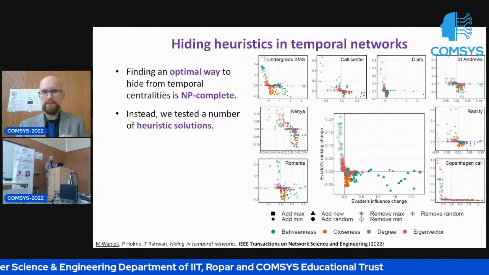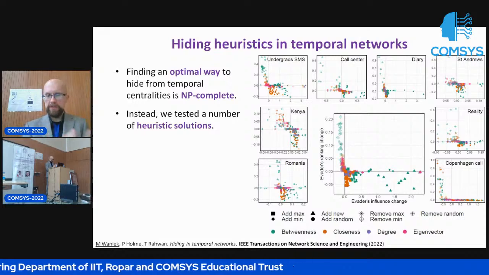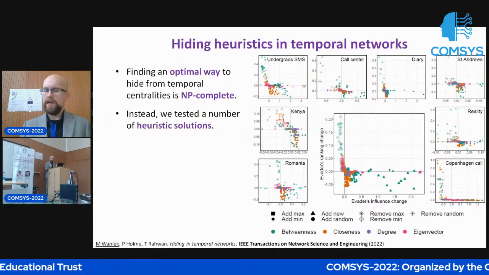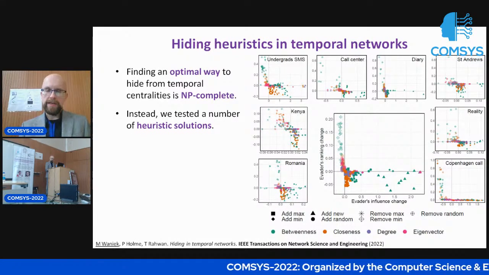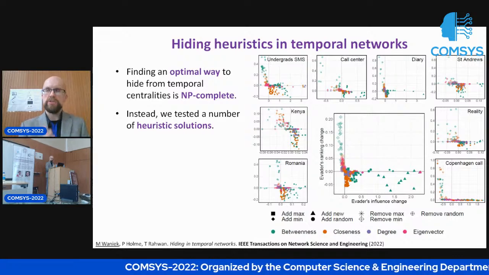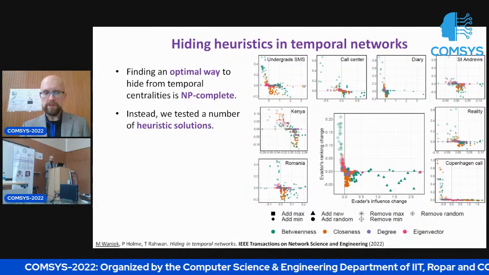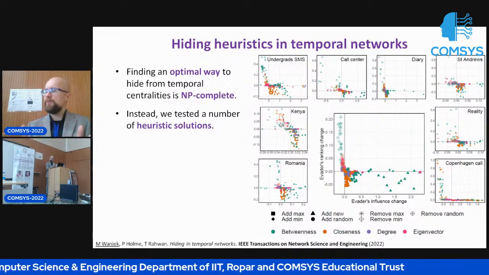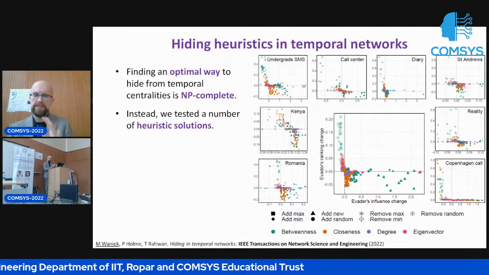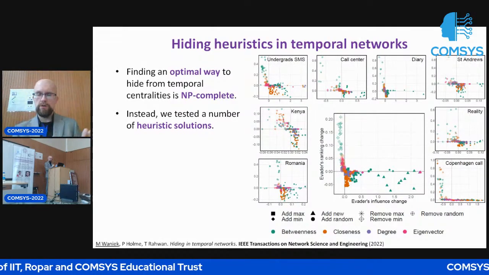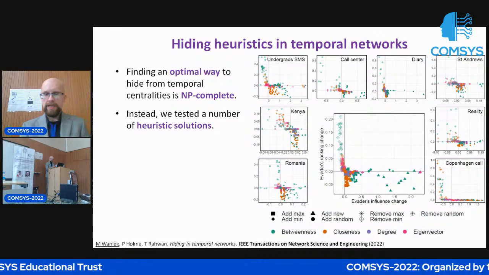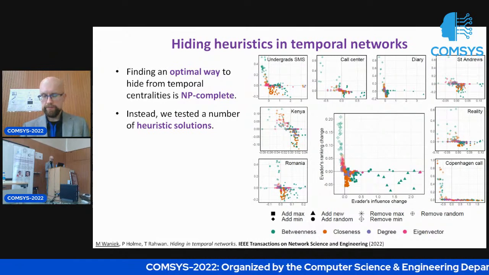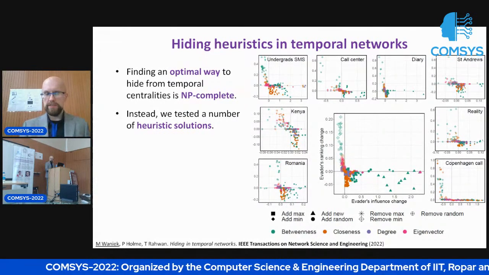In each plot, we have on the x-axis the influence change. So closer to the right-hand side, I become more influential. And closer to the top, I'm becoming more hidden, because on the y-axis we have ranking change. Each of the smaller plots is a particular network, and the big plot is the aggregated results over all the nodes, over all the networks. Each dot is a particular node using a particular heuristic, and each color is a different centrality measure.